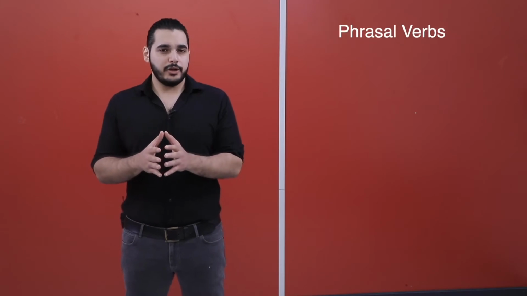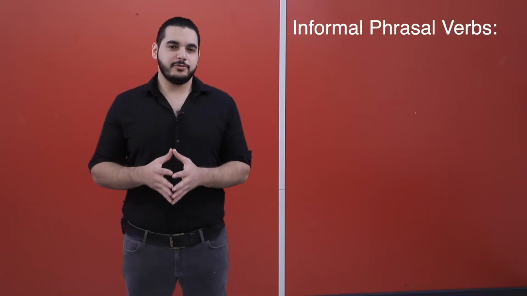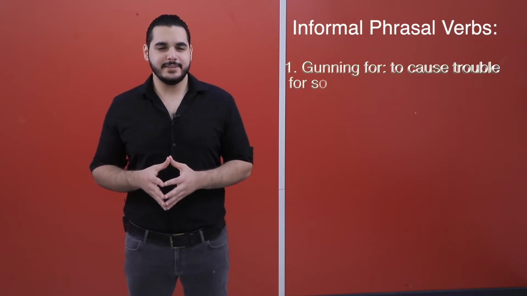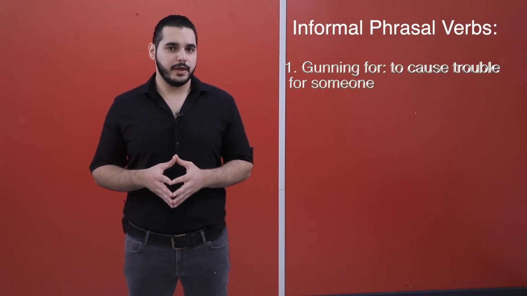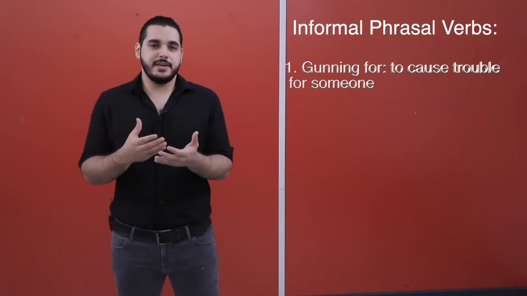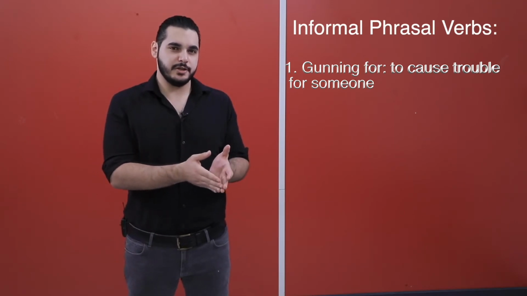So, now that we know what phrasal verbs are, let's look at some examples of informal and formal phrasal verbs. Let's begin with informal phrasal verbs. And the first on our list is gunning for. If you are gunning for someone, it means you're trying to cause trouble for this person.